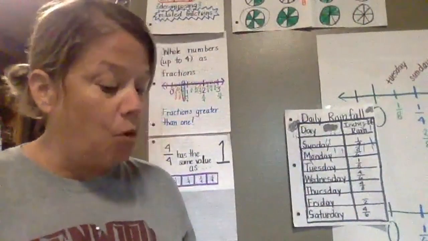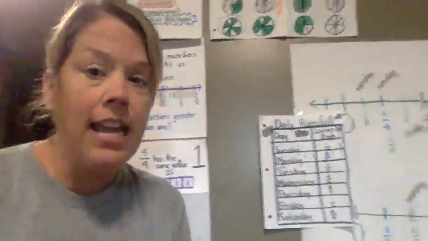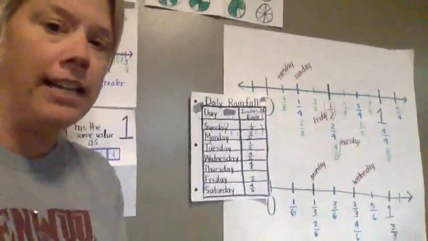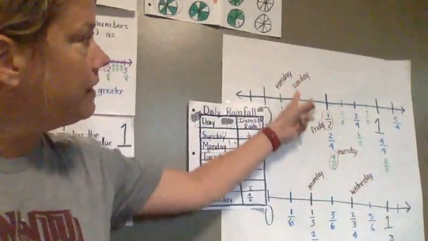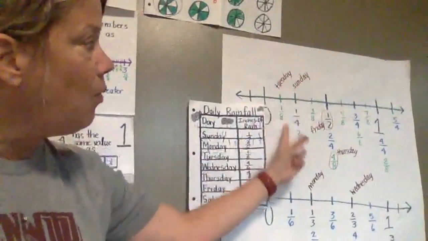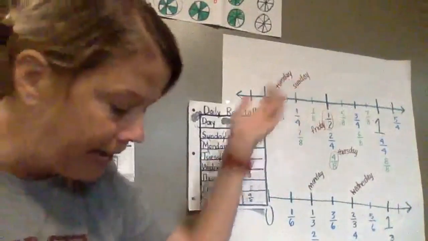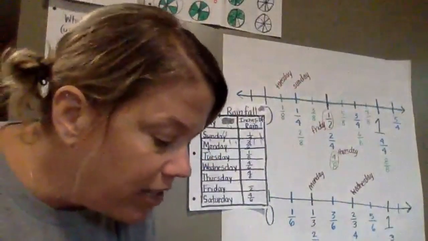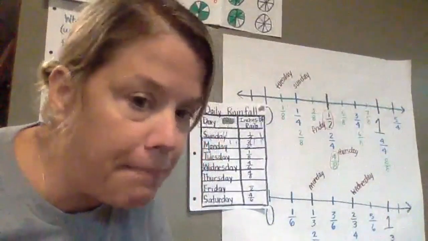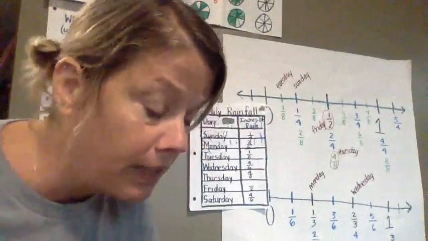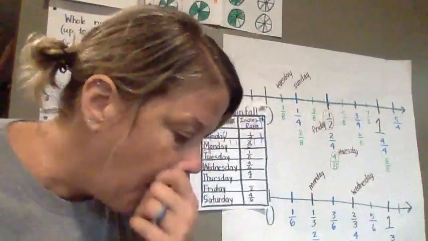So we looked at, did more rain fall on Sunday or Tuesday? And we showed that with our number line here. 1/4 fell on Sunday. Tuesday, only 1/8 fell, so we know that Sunday had more rain than Tuesday. Our next question, which day had less rain? It's a comparison problem. If you remember, parts equal total. Comparison. Repeated equal groups.